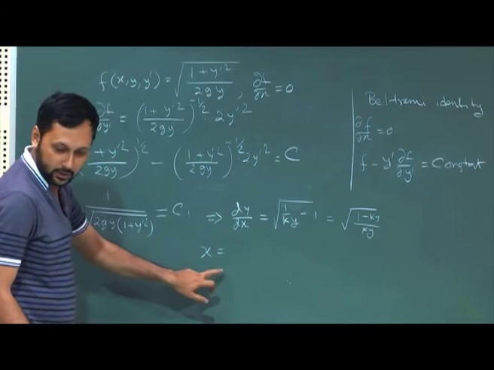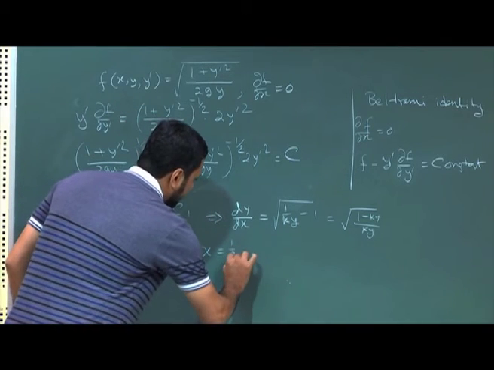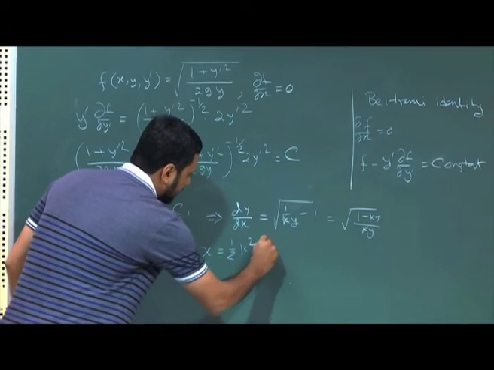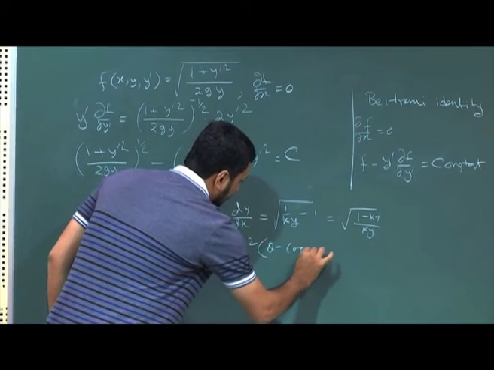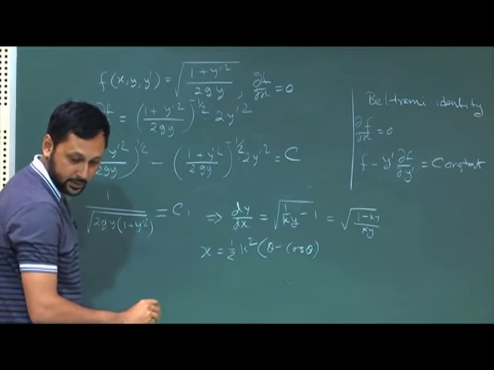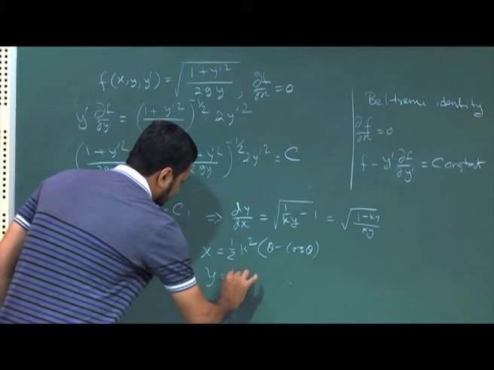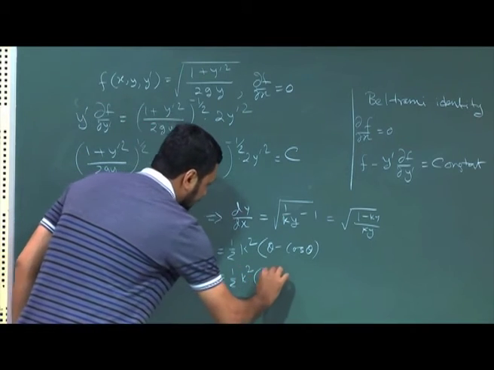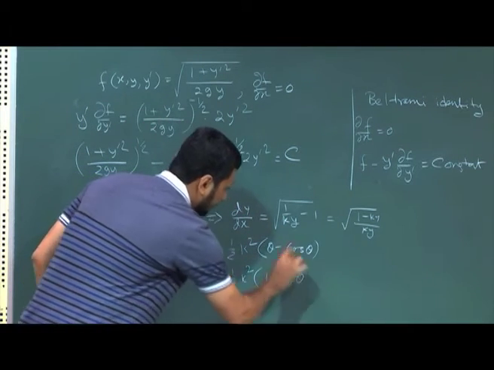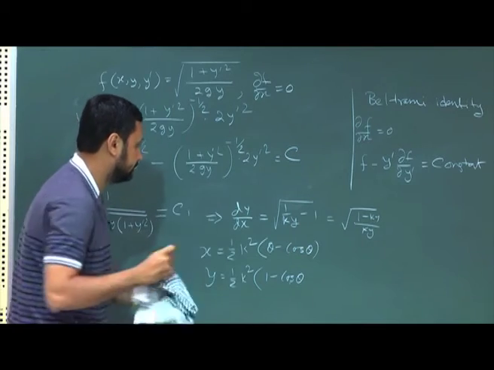So, if you do this, the final expression will be x equal to half k square (theta minus sin theta), and y is equal to half k square (1 minus cos theta). Sorry, this is sin theta, not cos theta.